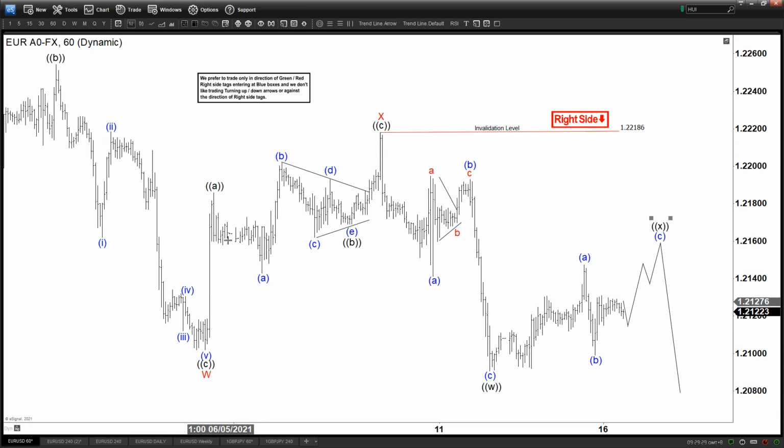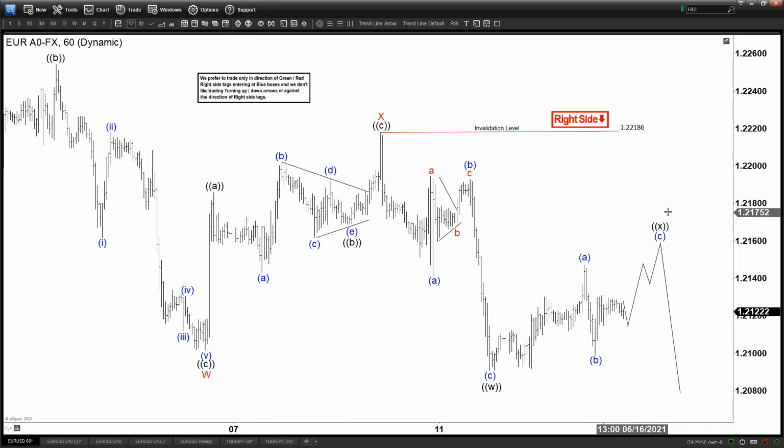And then we got the bounce completed here as X, another ABC with the B as a running triangle. It's a complex pattern here. Then from here, the pair goes down again. You can see it breaks below this previous low, so it has already continued within the Y leg.